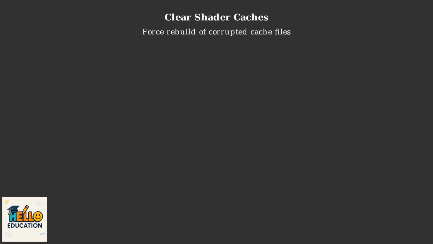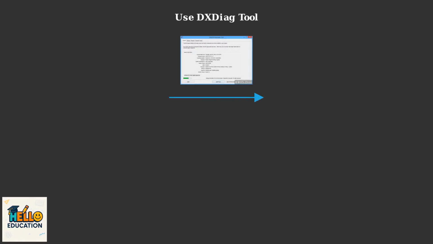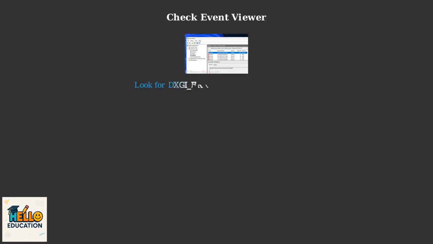Additionally, clearing shader caches can help. Community solutions have shown success with this step, as it forces the game to rebuild corrupted cache files. If problems continue, use the DXDiag tool to check system compatibility and identify potential graphics issues. Check the Event Viewer for specific error codes like DXGI_ERROR_DEVICE_REMOVED to pinpoint the exact cause of crashes.